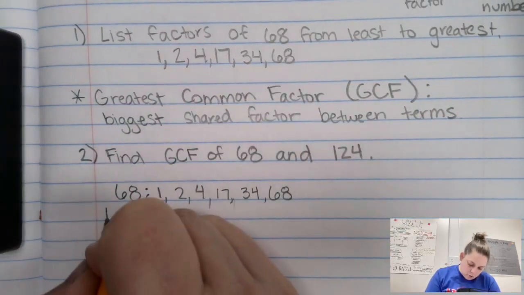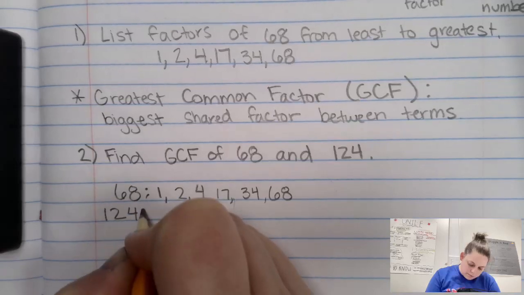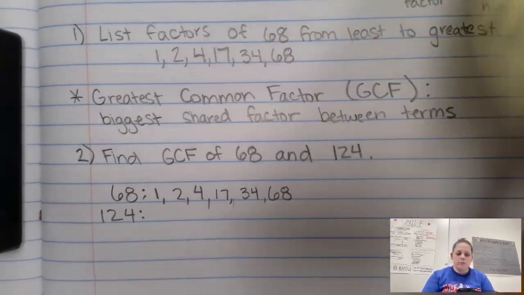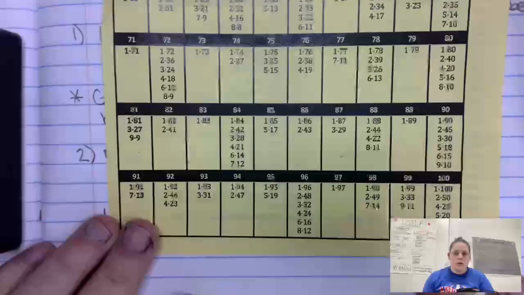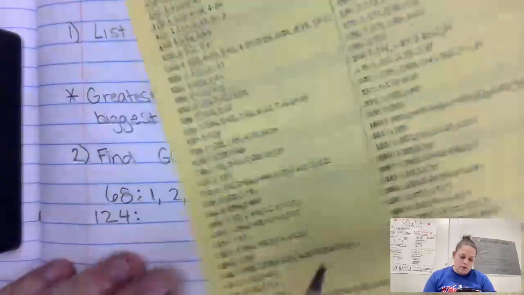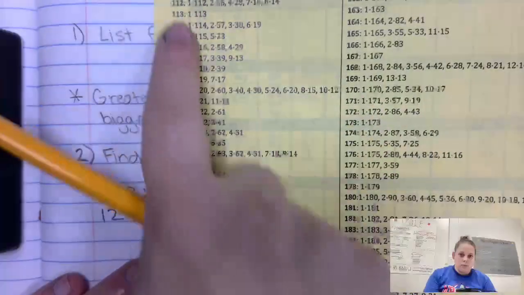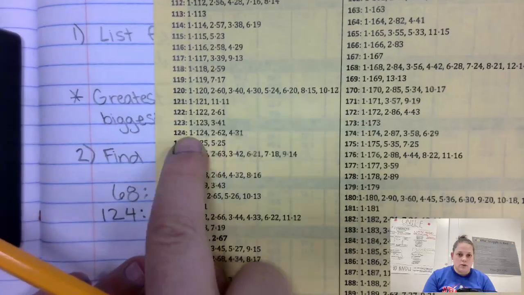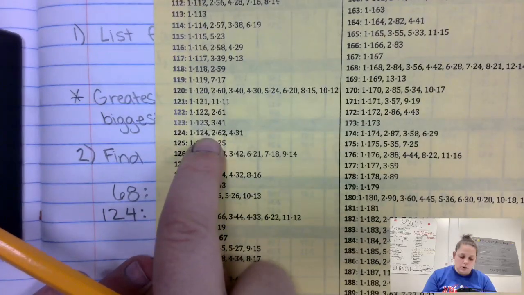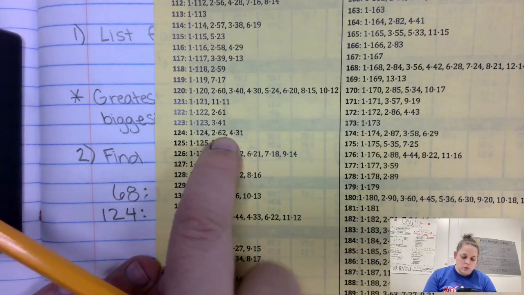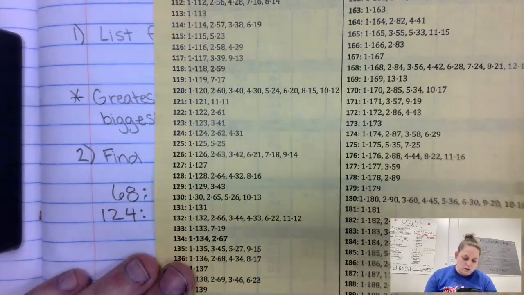Alright, now I'm going to do it for 124. On our sheet, the front of the sheet only goes to 100, so if we flip that over, we can find our numbers here on the side. 124 is right here. So I have 1 and 124, 2 and 62, and 4 and 31.